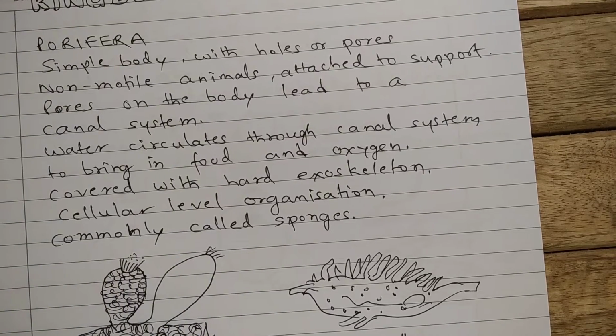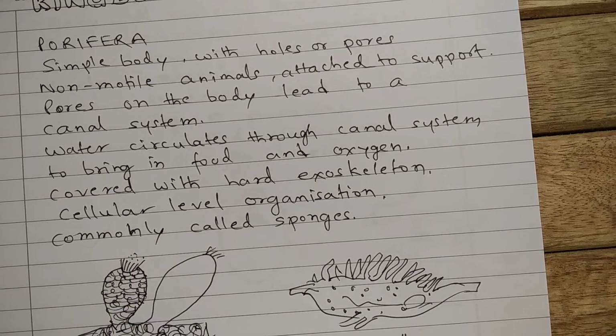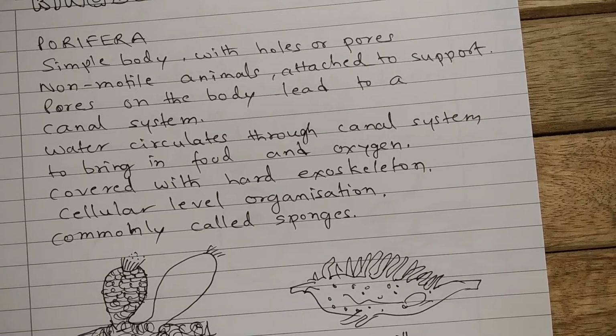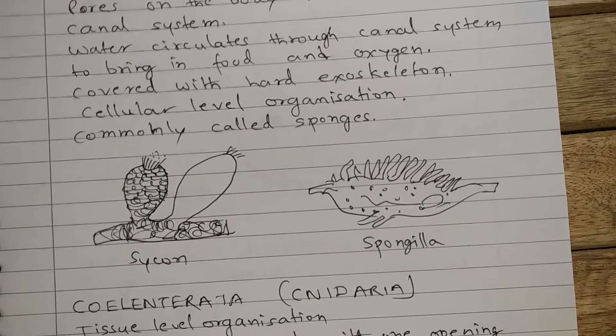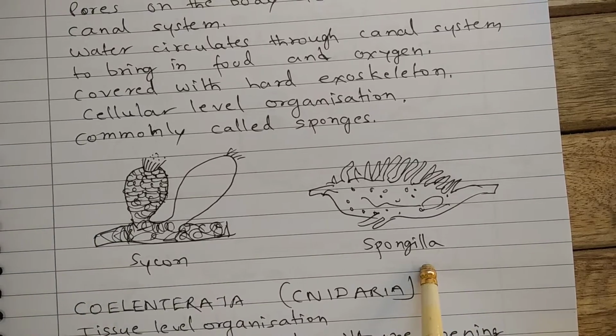These animals are covered with hard exoskeleton. There is no special tissue, and these animals show cellular level organization. These are commonly called sponges. Some examples are this is Scypha and this is Spongilla.